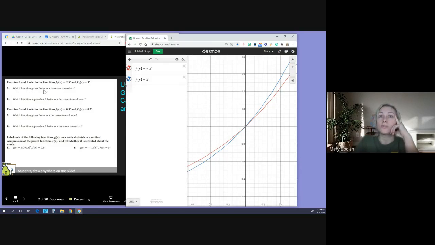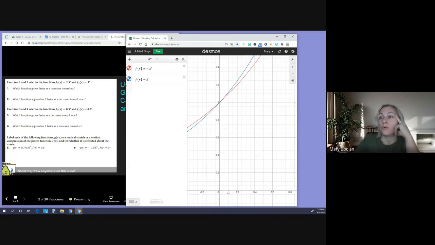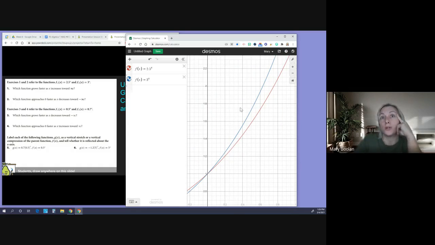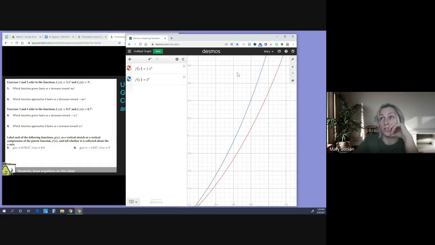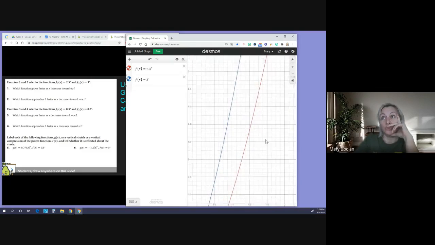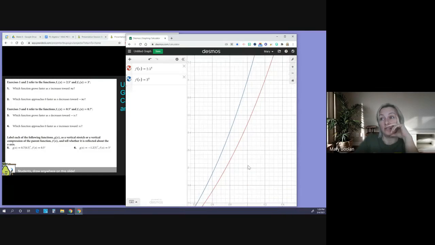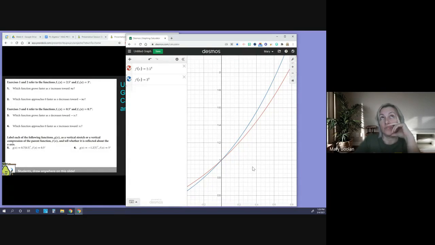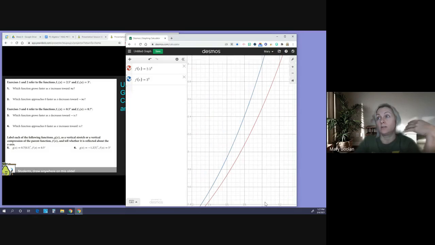Question 1, which function grows faster as x increases towards infinity? Okay, so as x moves towards infinity, as we go to the right, as these x values increase, which graph is growing towards infinity faster? Which one's going to get to infinity first, the blue or the red? Looking at the ordered pairs, those y coordinates, which ones are greater depending on the x coordinate? If I look right here when x is 1, which one has the bigger y coordinate? The blue one. The blue one is this one.